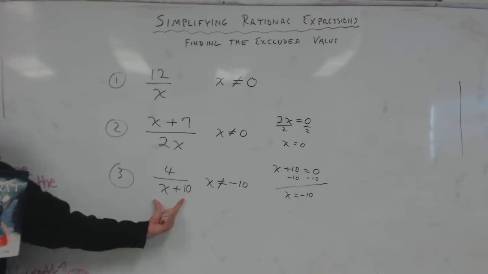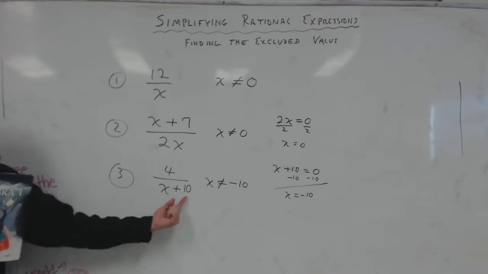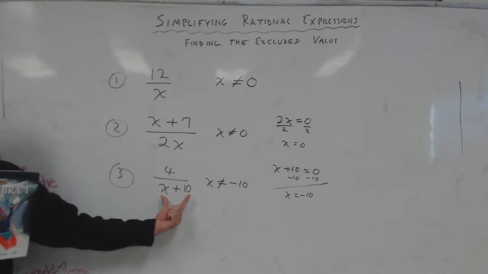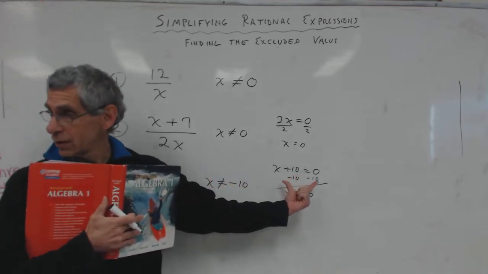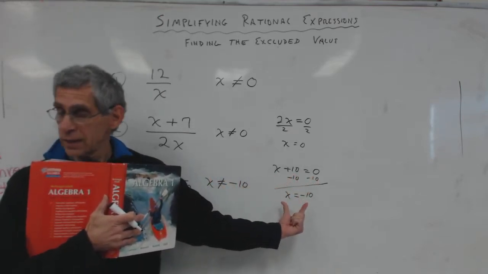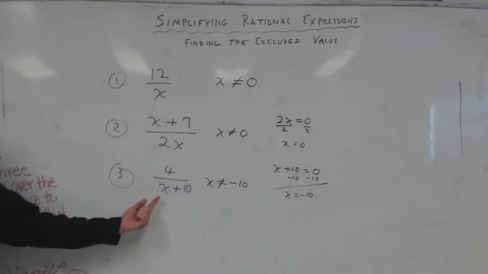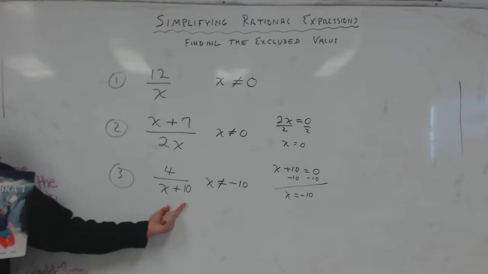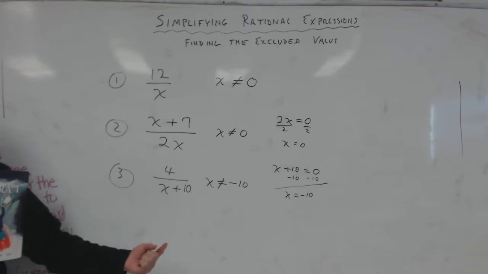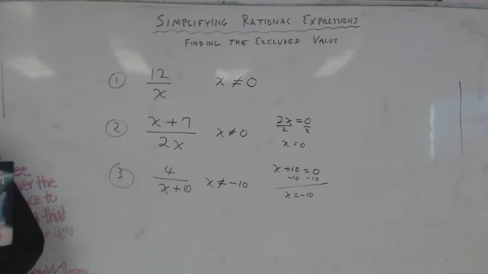See what I'm saying? So if you can't figure that out in your brain, you can always set it equal to 0 and solve for x. And that's what x cannot be. Does that make sense? Because -10 would make this denominator 0. So instead of finding what x equals, we're finding the main thing that x cannot equal.